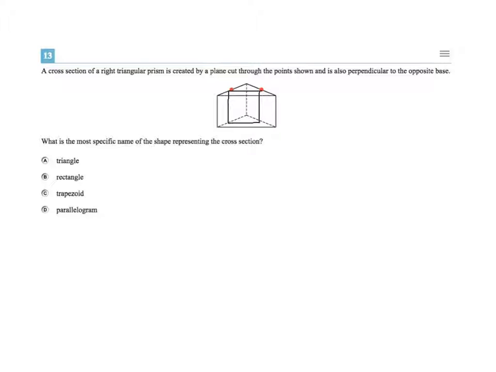Hopefully you can see that the shape that is made here is a rectangle. The top base is a triangle. The bottom base is a triangle. All the sides are actually rectangles. And then this middle plane, perpendicular to the opposite base and cutting through these points, is going to be a rectangle.